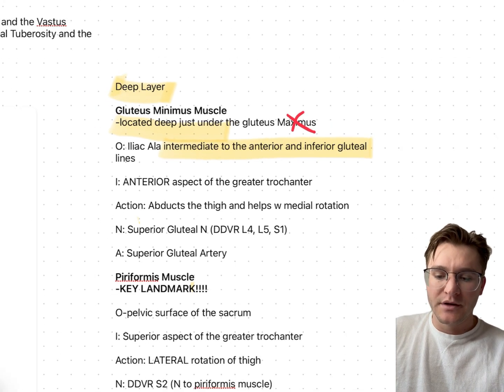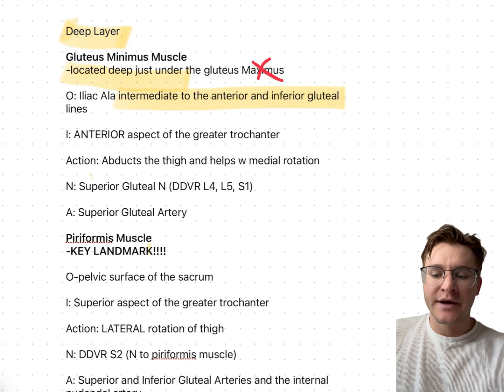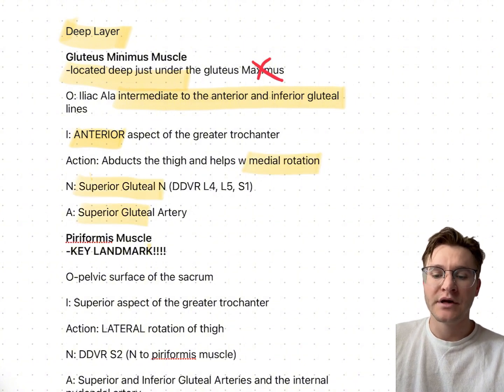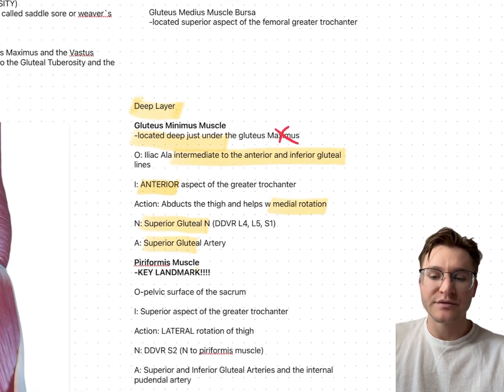All right, and the action is going to be to abduct the thigh and help with medial rotation. Our nerve is going to be our superior gluteal nerve, and our artery is going to be the superior gluteal artery. It shares the nerve and artery of the gluteus medius muscle.